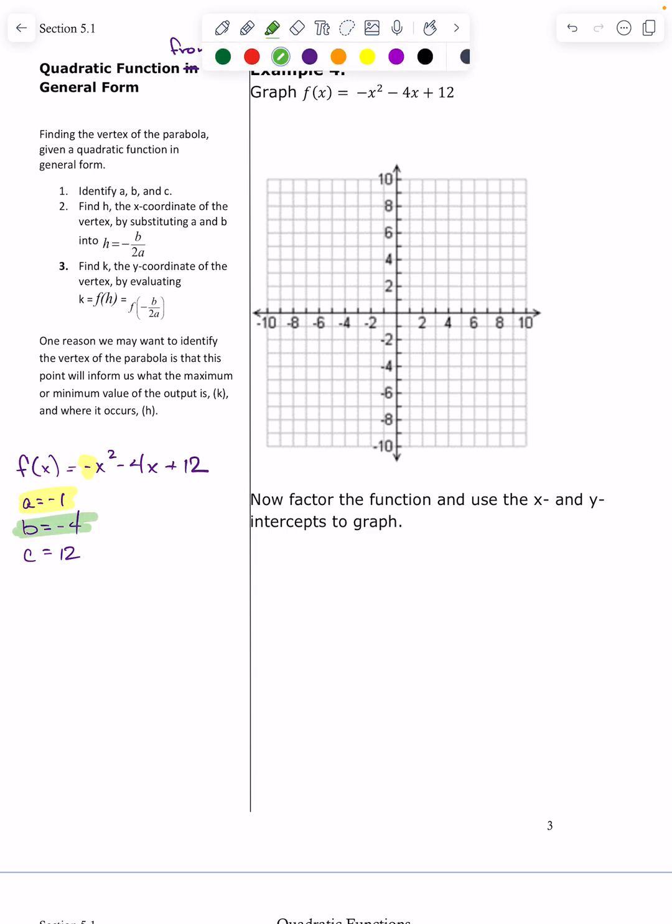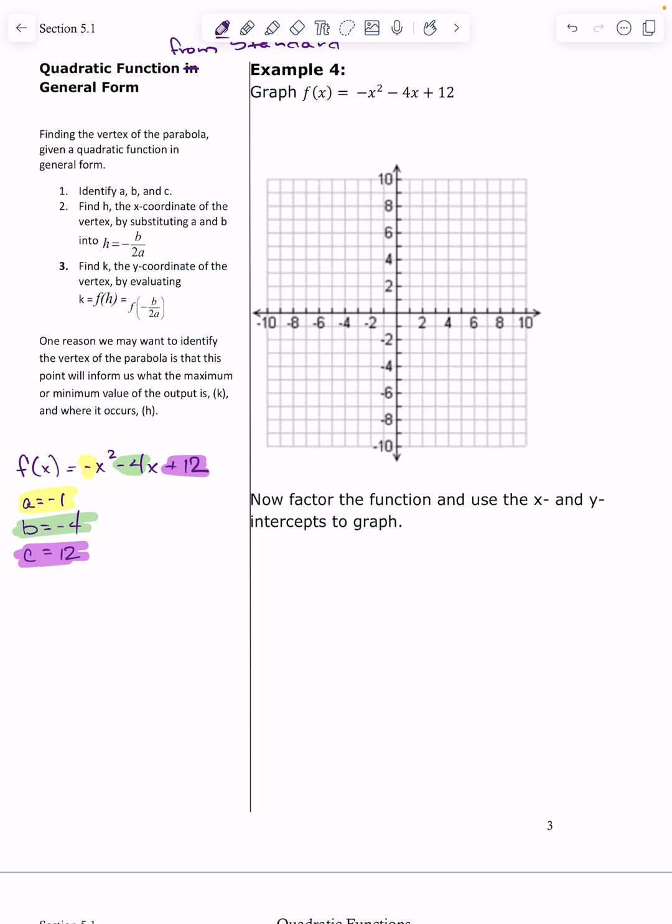My b is my linear coefficient. And since we've got it written as ax squared plus bx plus c, anytime there's a minus, that negative is attached to the coefficient. And my c here is this positive 12. Okay. That is going to be helpful up here. So we've done step 1 from above.